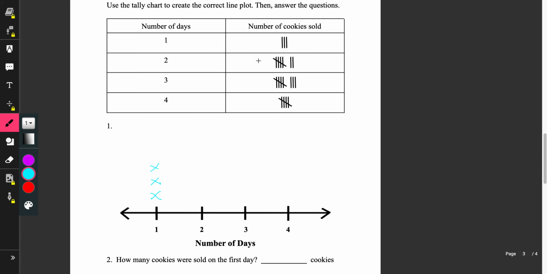For number 2, we see there's 5 and there's a 2, so 5 plus 2, that's 7. So we're going to do 7 X marks. There you go. Number 3, we see that there's 5 and there's 3, so that's going to be 5 plus 3, that's 8. So 8 X marks. And for number 4, we see that there's only 5, so we're just going to do 5 here.